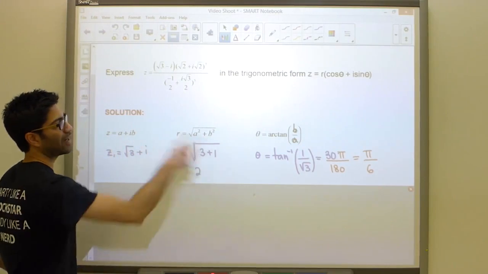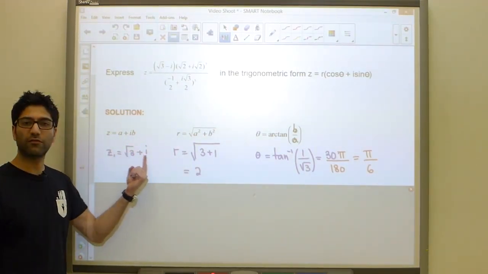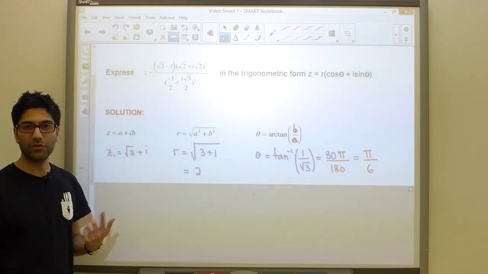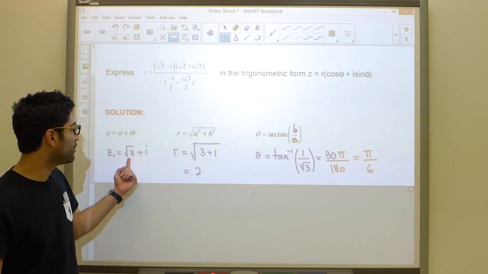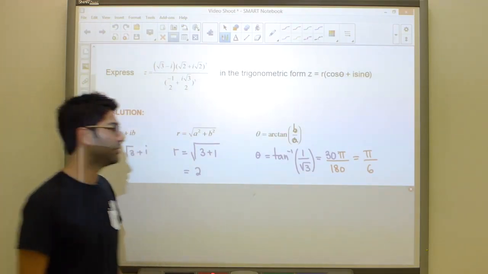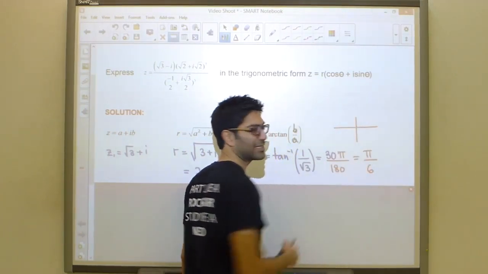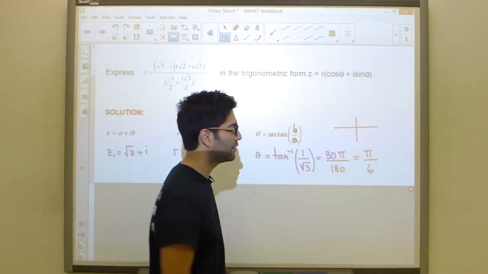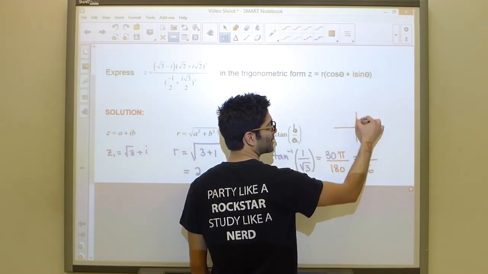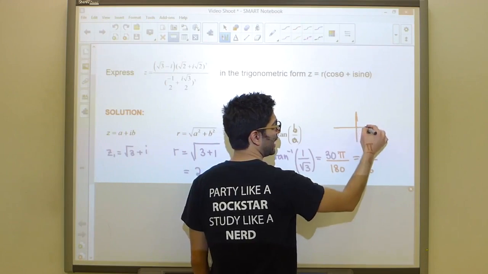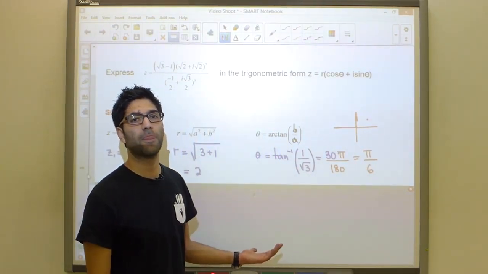Now I know that this is the correct angle because I'm going to take a look at the signs of my a and b values, and that'll tell me whether the answer is correct or not. In this particular case, both a and b are positive values. So I realize that if a is positive, it's like saying x is positive and y is positive, right? So if this is your a axis or your real axis, and this is your imaginary axis or your b axis, a positive and b positive, make sure that you are there. And if you're there, you're okay.